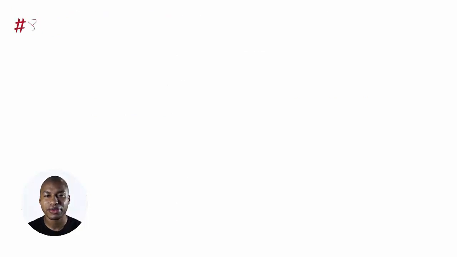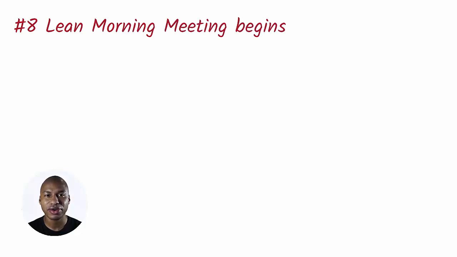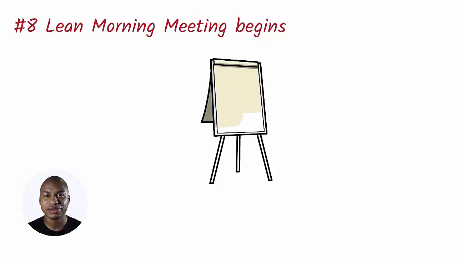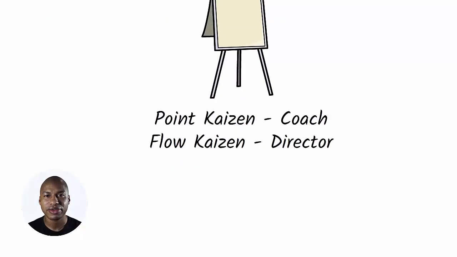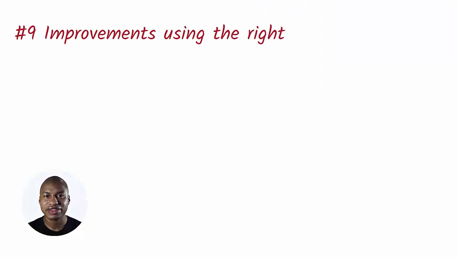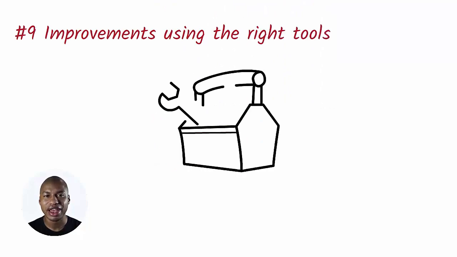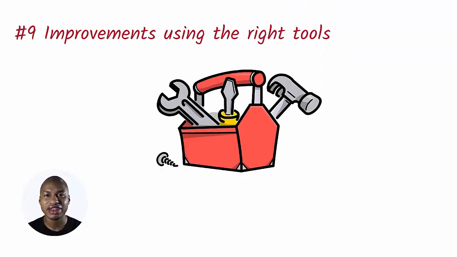8. A board is put up, and the daily lean morning meeting begins, with the director always present. From these meetings, punctual kaizens arise, which will be guided and followed by the team and the coach, and flow kaizens, which will be guided and followed by the director. 9. Improvements are carried out using the right tools only on the few machines identified in the value stream map.